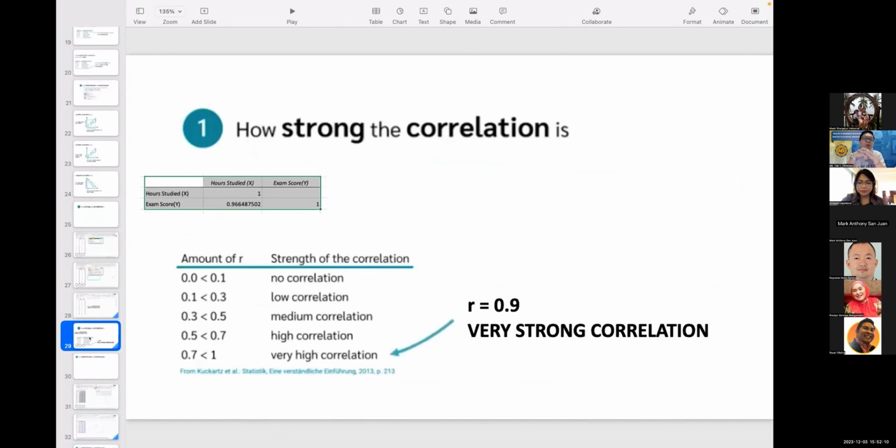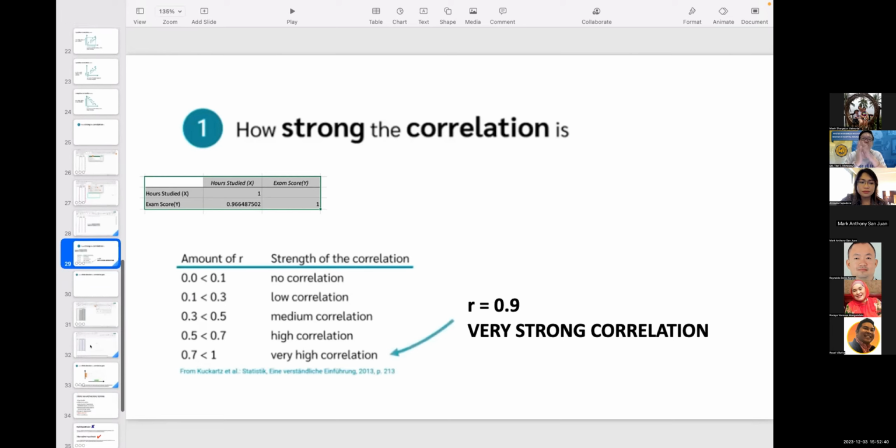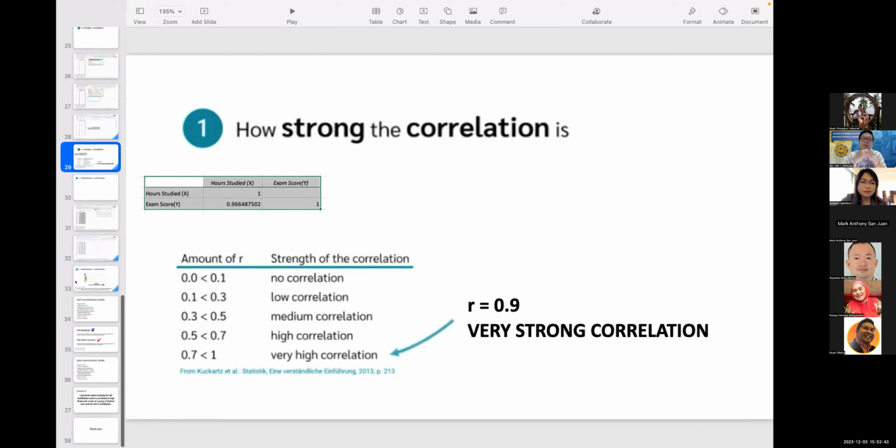So nakita niyo dyan, the value of R, the exam score, the hours studied is 1. Almost positive 1, no? Yung exam ng scoring mo is almost positive 1. So napakadikit nila. It means they are strongly related because they approximate almost 1, positive 1. Okay? So the direction is positive, so you're going up. So it shows a very, very, very strong correlation. So the closer you get to positive 1, the higher will be the relationship. The stronger will be the relationship.